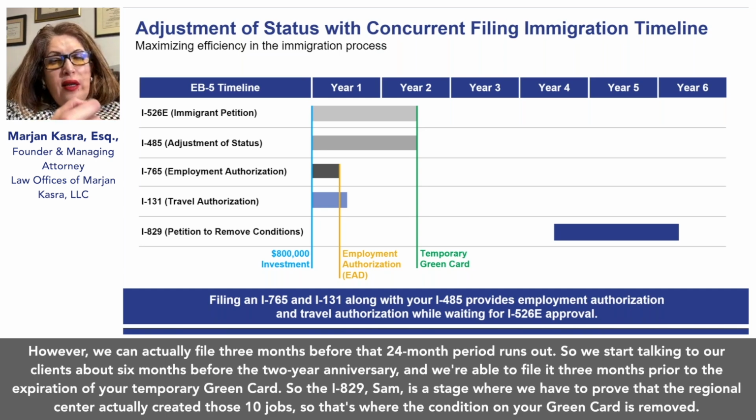However, we can actually file 3 months before that 24-month period runs out. So we start talking to our clients about 6 months before the 2-year anniversary, and we're able to file it 3 months prior to the expiration of your temporary green card. So the I-829, Sam, is the stage where we have to prove that the regional center actually created those 10 jobs. So that's where the condition on your green card is removed.